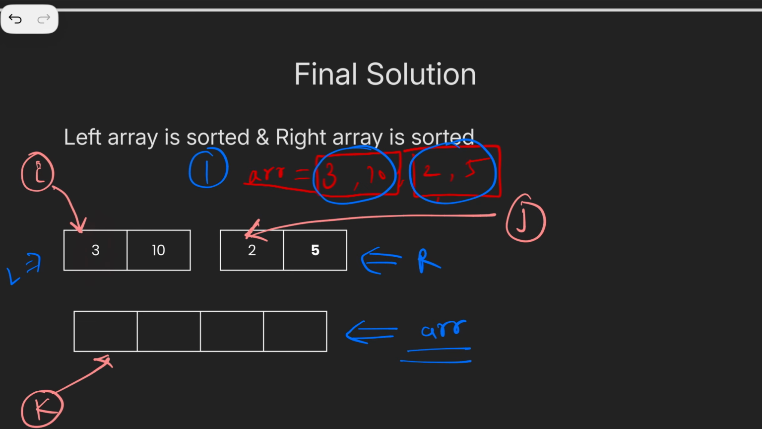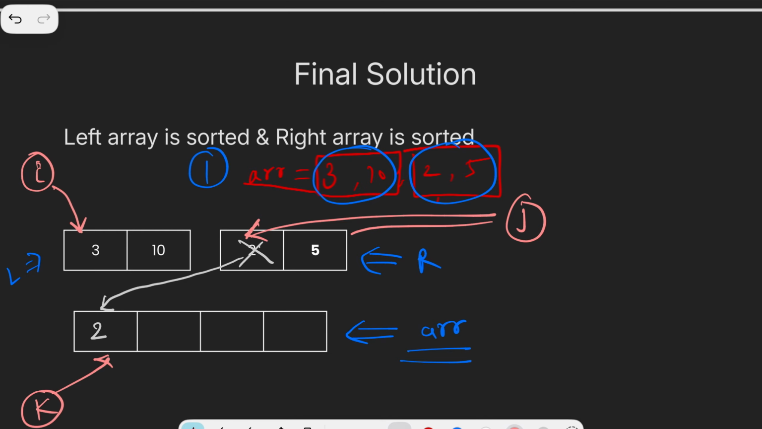We check whether I is less than j or not. If I is less than j, then we will assign I here and we will increment I. If j is less than I, then we will assign j here and we will increment the value of j. Correct? So in this case, the value of j is less than the value of I. So we take this element 2 and we place it here. Now the processing of 2 is done. Now we will move our pointer j to the next position, which is 5.